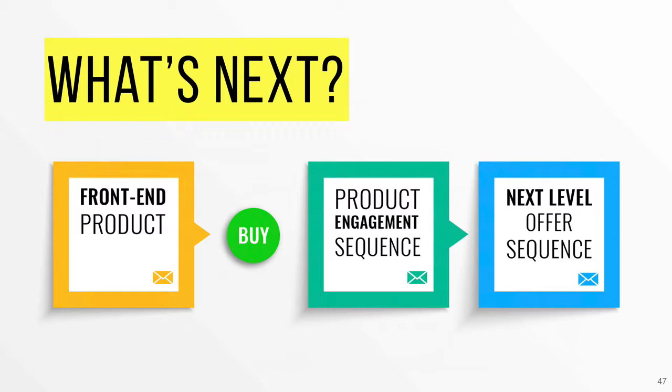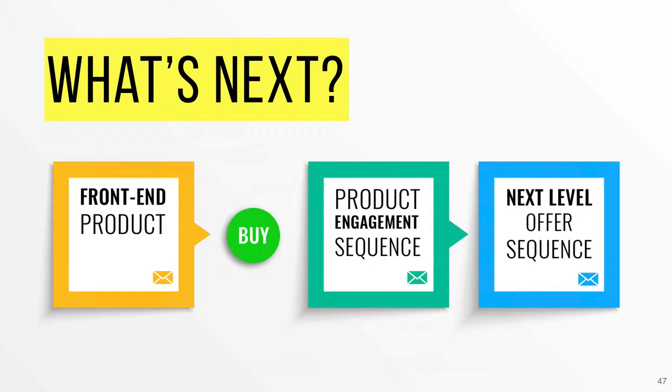So if they actually do buy the product, do they still get the rest of the emails? The answer is no. The minute a person buys the product, they're taken off that 8 email, 2-week sequence, because you don't want to pitch the product to people who've already bought it. What happens next? They buy it and you put them onto a product engagement sequence.